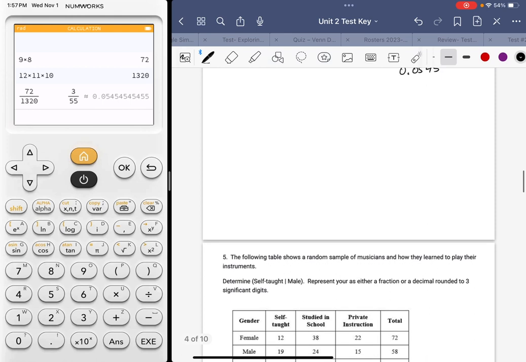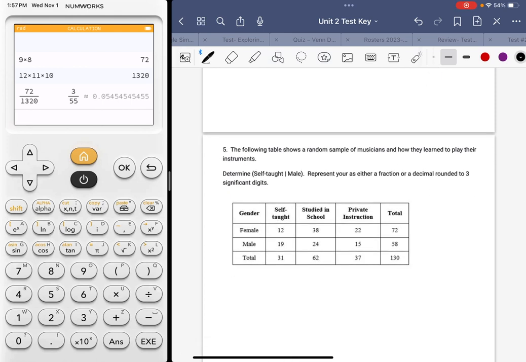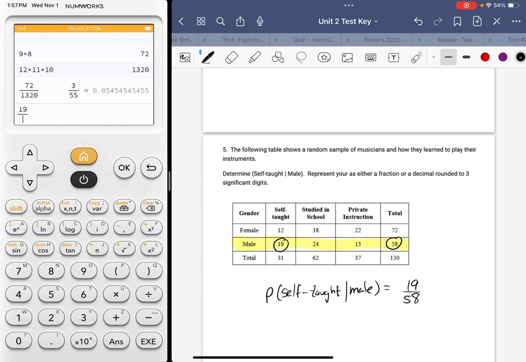All right. Number 5, probability of self-taught given that the individual was a male. So this is my male row. So probability, self-taught, given male. Here's my self-taught individuals, so 19, and here's the total number of males, so 58. And again, you can pop that in the calculator and see what comes out of it. Represent your answer as a fraction, which I've done, or a decimal of 3 significant digits, so 0.328.